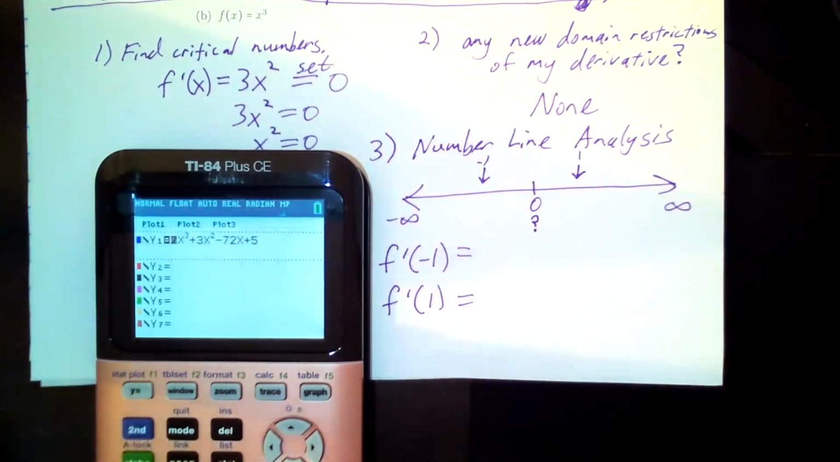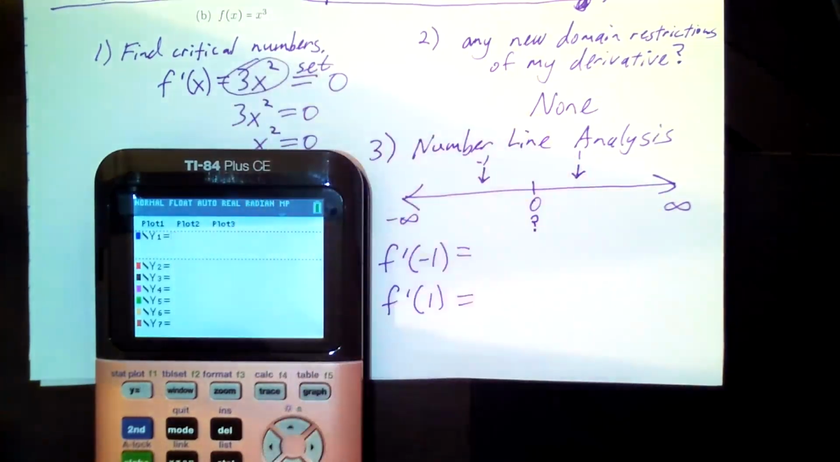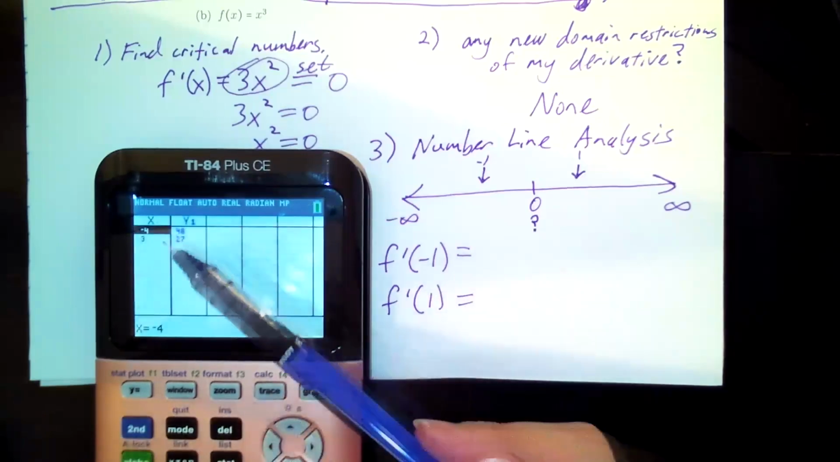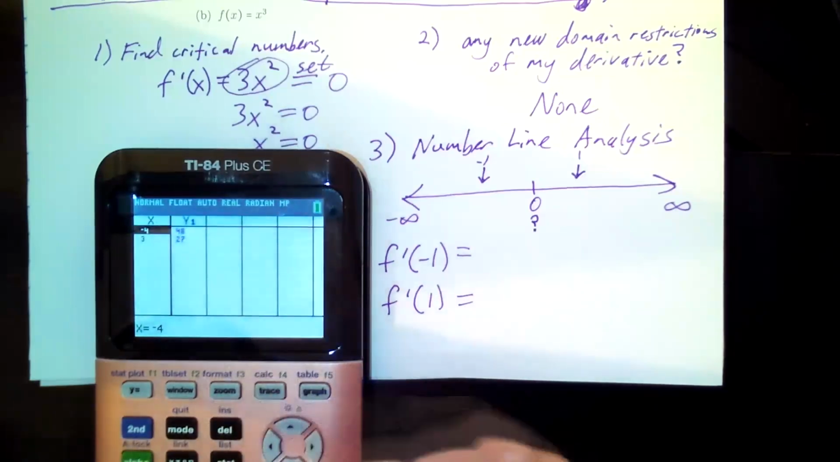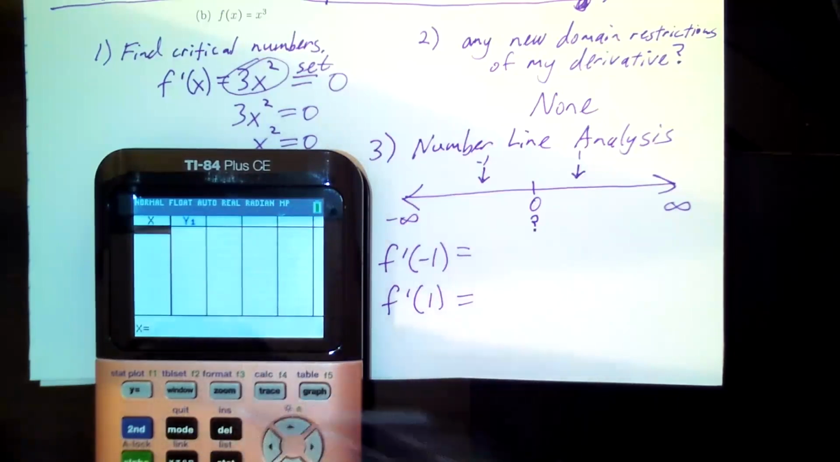So in my y equal to, I'm going to clear out my previous thing. I'm going to put my derivative function, since that's what I want to plug numbers into. I put in 3x squared. I'm going to go to my table, so second table. I'm going to delete my old entries because I don't want them anymore. I'm going to hit the delete key. Delete key right there. Gets rid of the previous stuff.